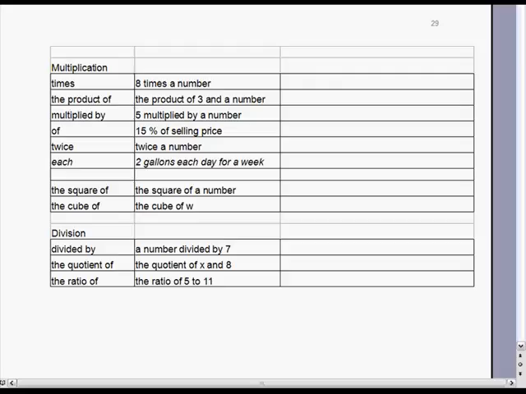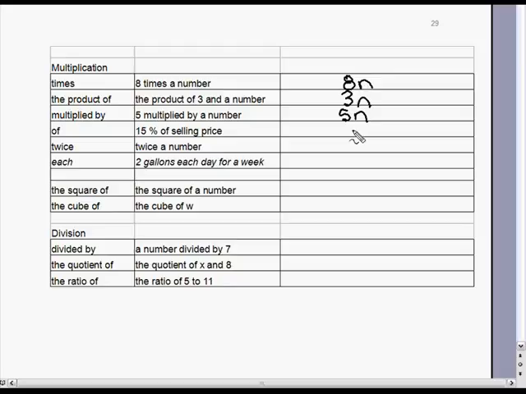Here are some words that represent multiplication. Times. 8 times a number. Generally, we don't use a symbol to represent multiplication when we have numbers and variables together. We just write them side by side. The product of 3 and a number. 5 multiplied by a number.